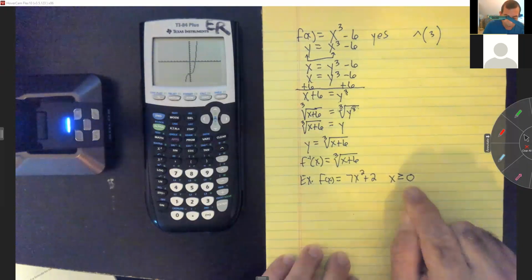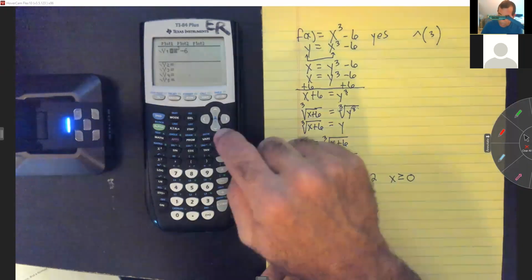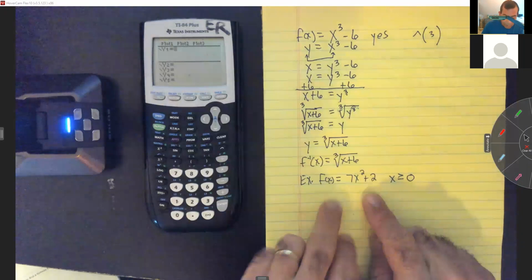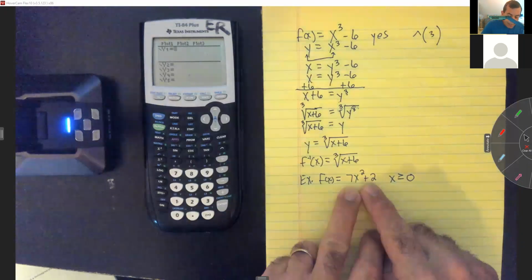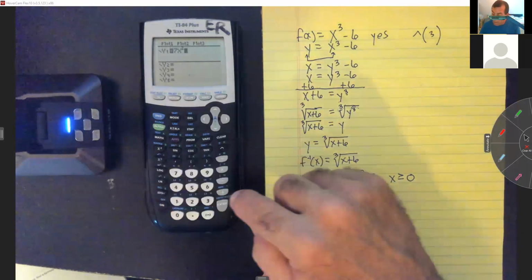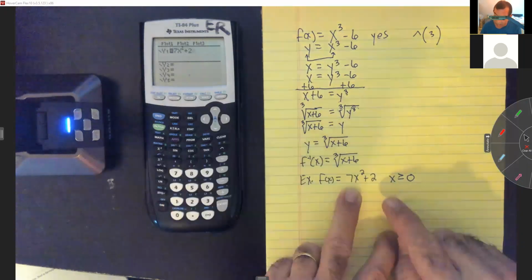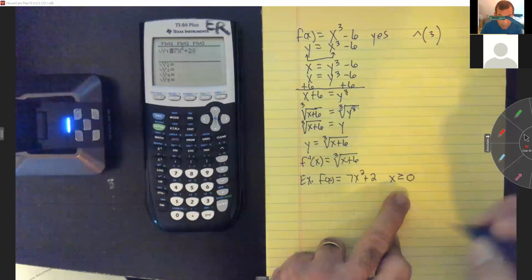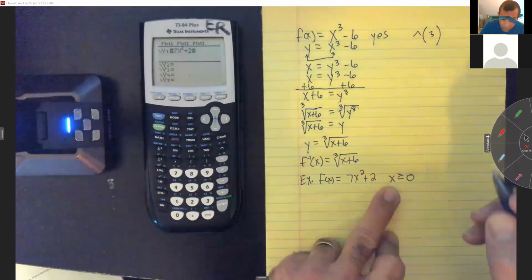So first, let's go to y equals and clear that. And let's put in the 7x squared plus 2. So I got 7x squared plus 2. Now, anytime they tell us the x has to be greater than or equal to 0, we need to adjust the window.